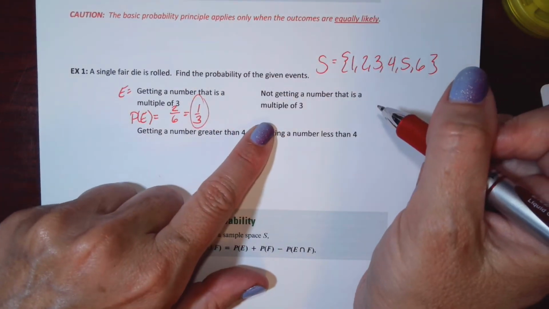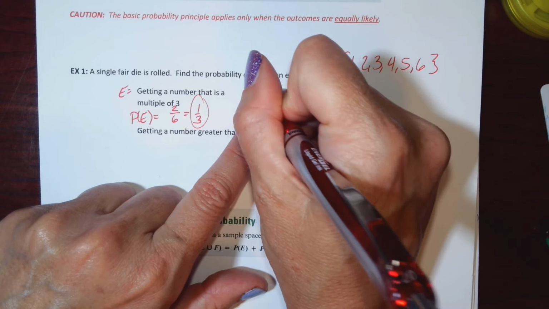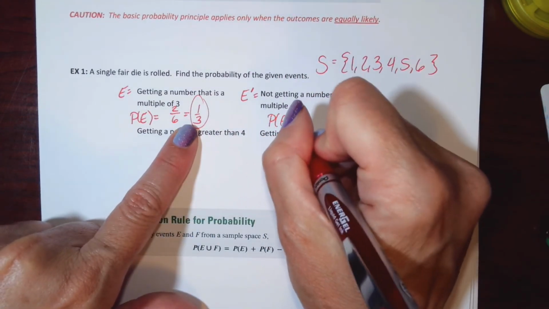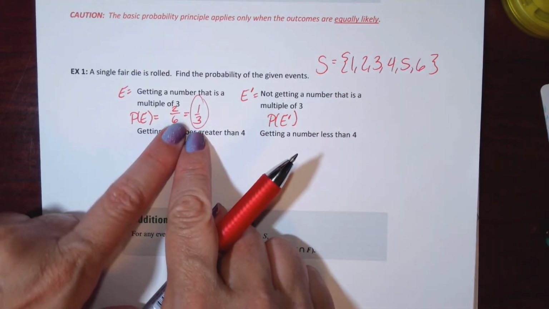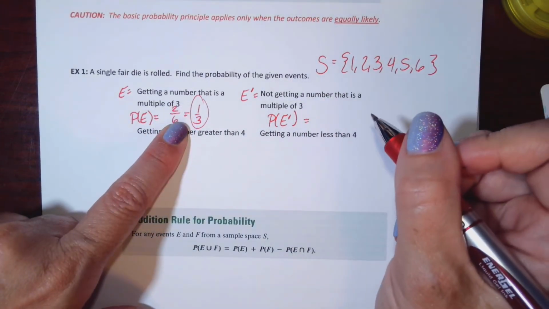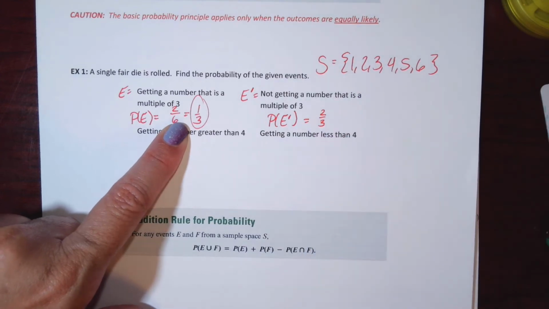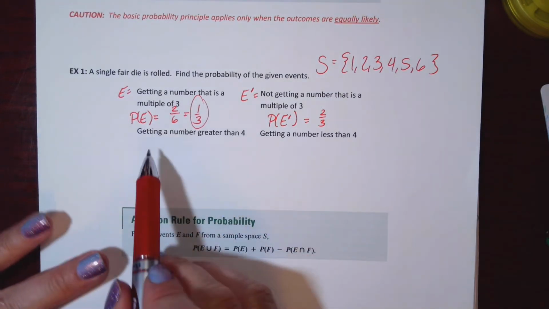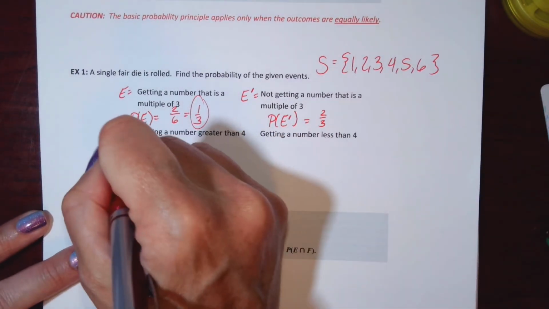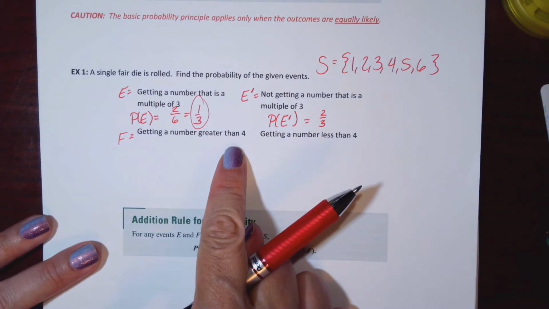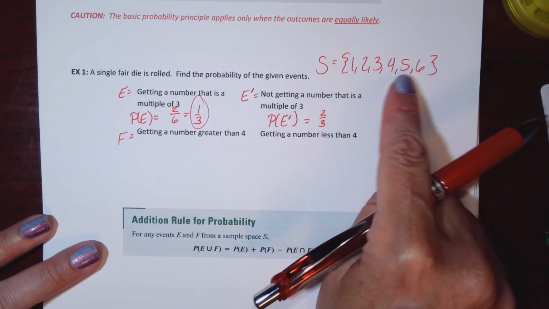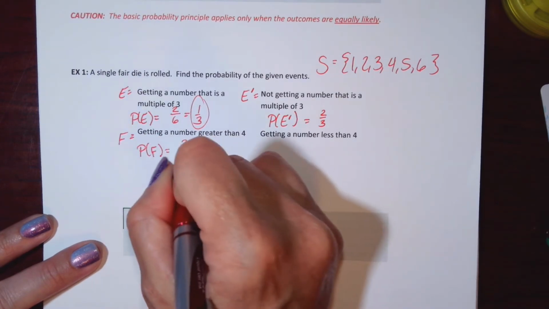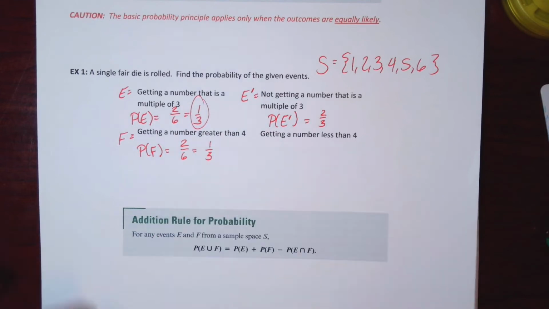Not getting a number that is a multiple of 3 would be the complement of this event. So if the probability of getting a multiple of 3 is 1/3, the probability of getting a number that's not a multiple of 3 is going to be everything else, 2/3. The other 4 outcomes out of the 6. Getting a number, let's say this is event F, greater than 4. Well, what numbers are greater than 4? Just 5 and 6. So the probability of that event F is going to be 2 out of 6, or again 1/3.